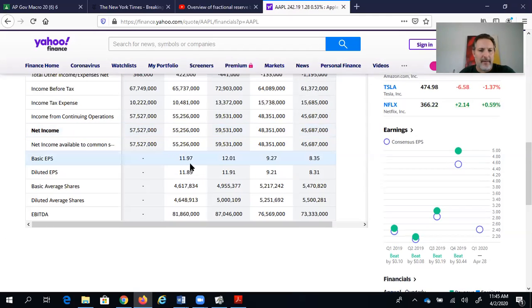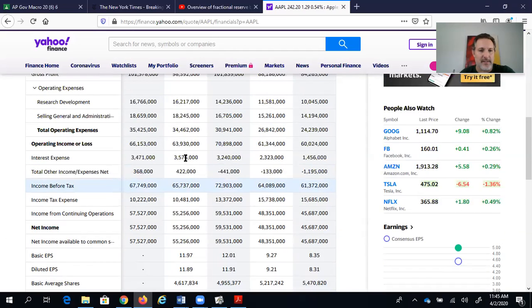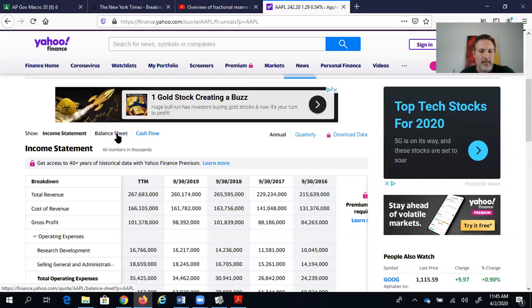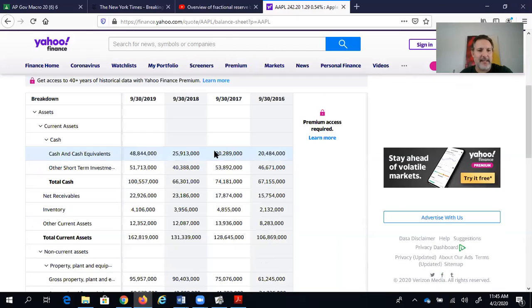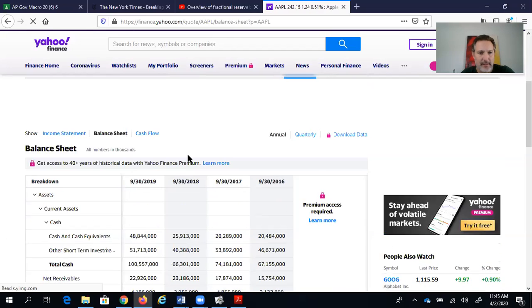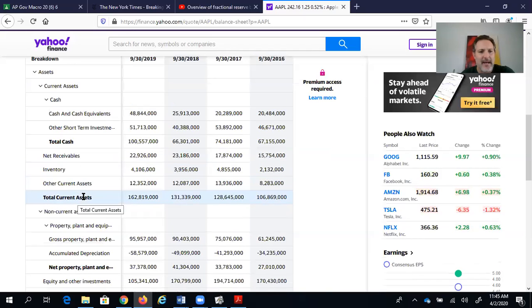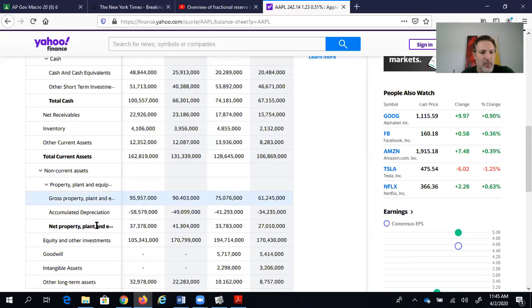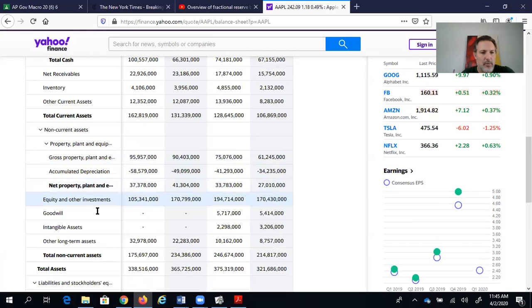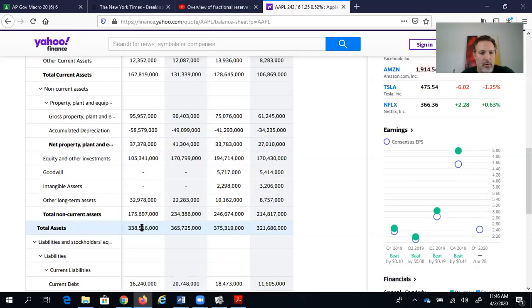All right. And then you have earnings per share, diluted earnings per share, EBITDA. There's a whole bunch of stuff there, but you just have to know what's on an income statement. Now they also have a balance sheet. On the balance sheet, they don't have it as a T account; they have it so you can look at it on the internet. So you see the assets: current assets, cash and equivalents, other short term. They have total cash, total current assets, and more assets like property, plant, and equipment. Here's total assets. That's their total amount of assets.